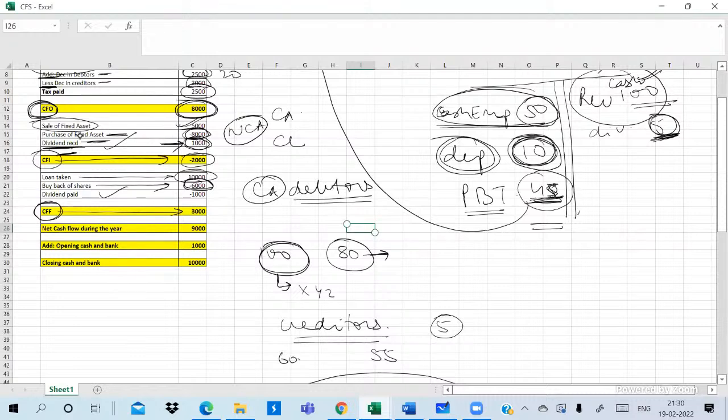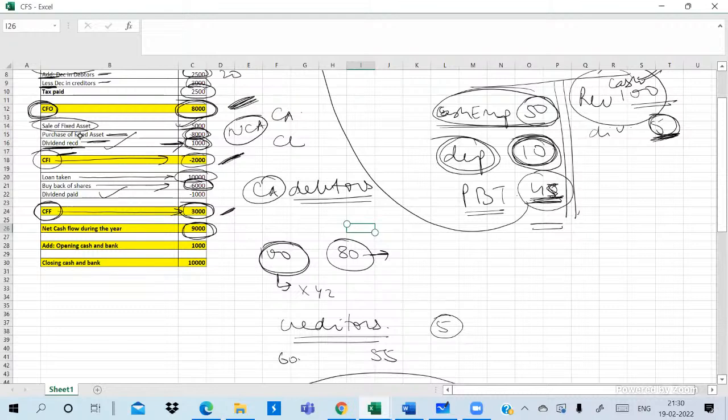Similarly, you total it up. You take all your money coming in and going out because of financing activity. In our case, it is 3,000. So now if I add up this 8,000, this minus 2,000, and this 3,000, what I get is a cash flow of 9,000. So I'm saying this company has generated cash worth 9,000 during the year.